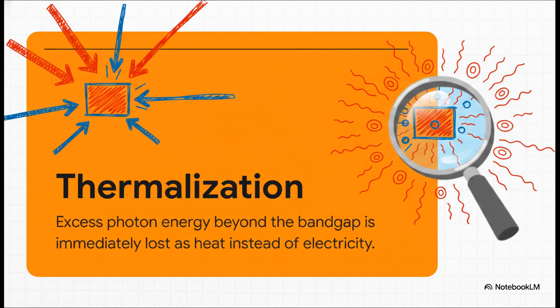But here's the catch. What happens if a photon hits the cell with way more energy than that band gap requires? Well, that excess energy doesn't become electricity. It's immediately lost as heat through a process called thermalization.